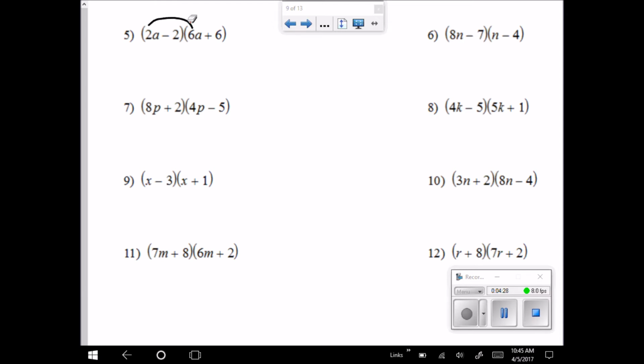So I'm going to start with FOIL. So I have 2a times 6a squared. So that's my F in FOIL. That's going to be 12a squared. Then I have my outer. So I'm going to have these outer pieces. 2a times 6 was going to be 12a. And then I have my inner, which is negative 2 times 6a, which is negative 12a. Okay, and then I have my last, which is negative 2 times 6, which is negative 12. So combine any like terms you had. You can do that ahead of time if you want. These are going to cancel, so we end up with 12a squared minus 12.